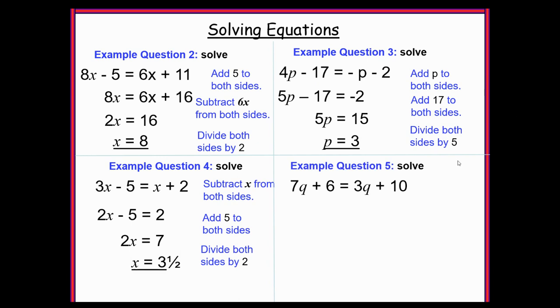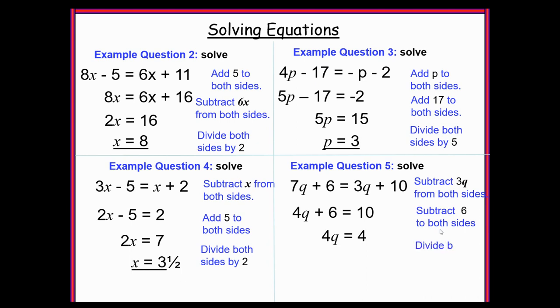Okay, what would you like to do here first? Let's subtract 3q from both sides. That will leave me with 4q plus 6. Then if it's add 6, let's take 6. And then how many 4's are in 4? So it doesn't matter whether I move the letters or the numbers first.